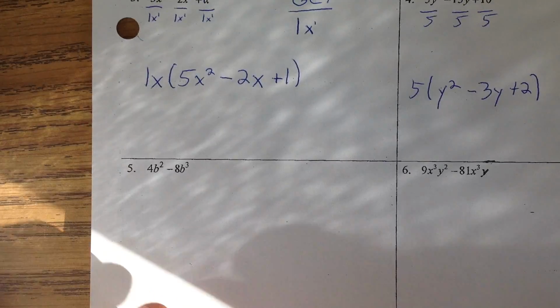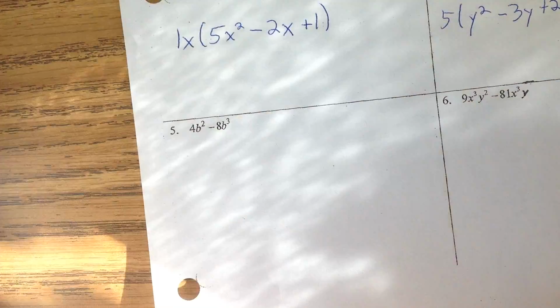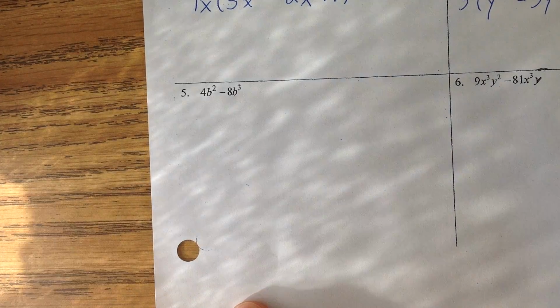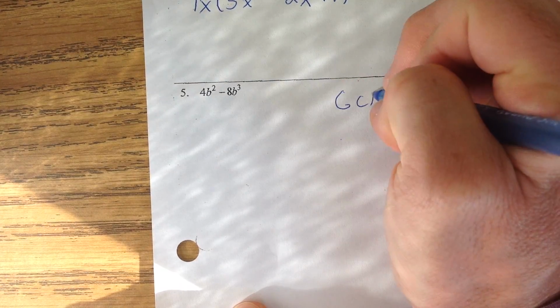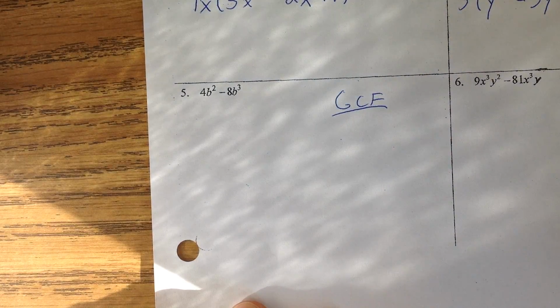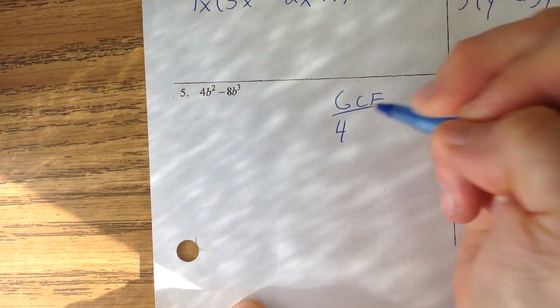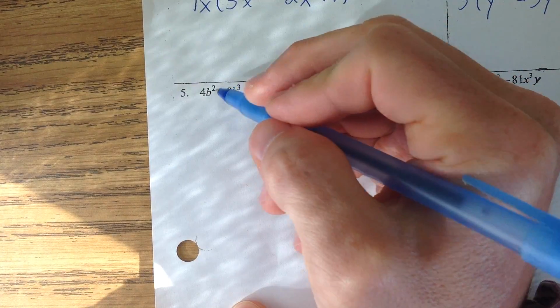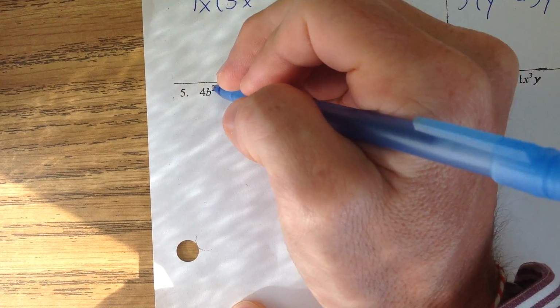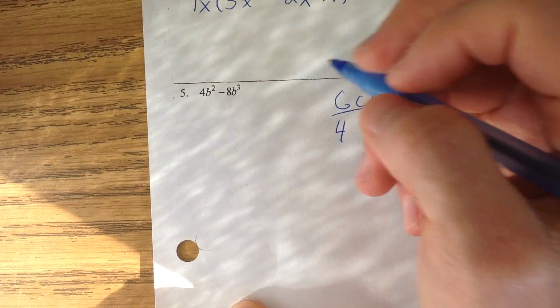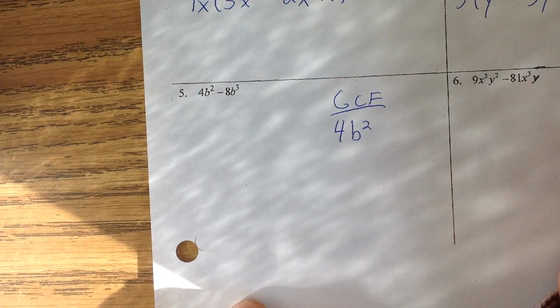Okay. Let's take a look at number 5 here. So the GCF of 4 and 8 is just going to be 4. And then we have a b squared and a b cubed. We have to use the smaller of those two, so that's going to be b squared.